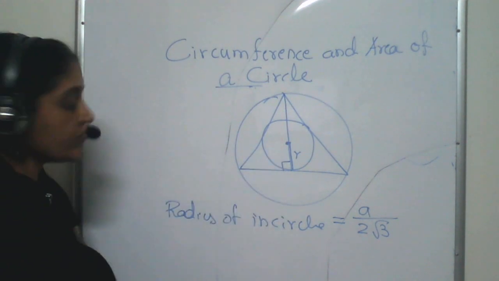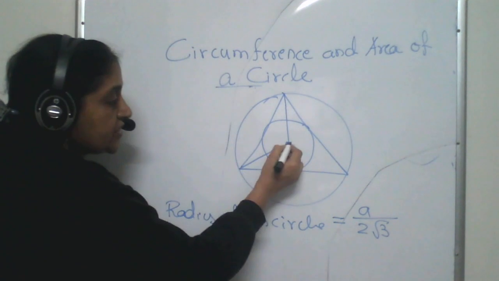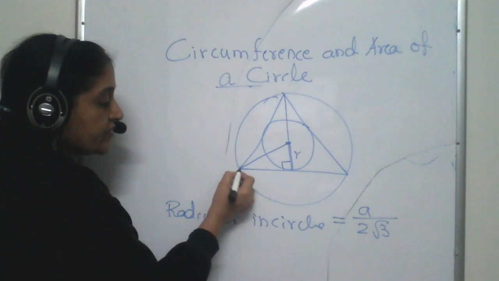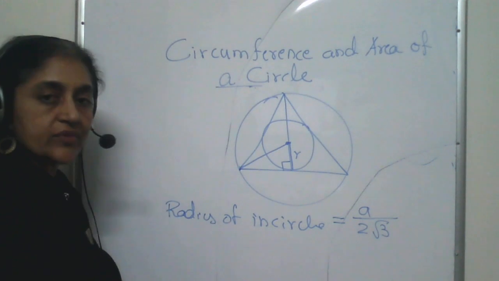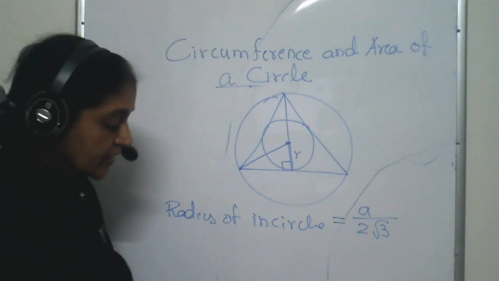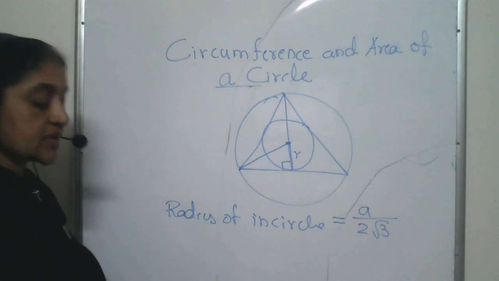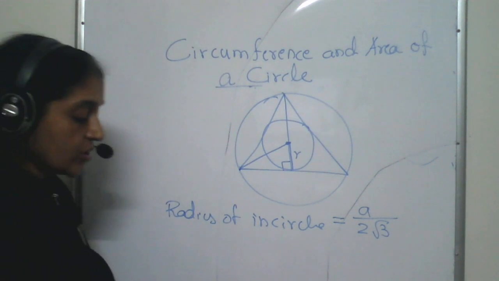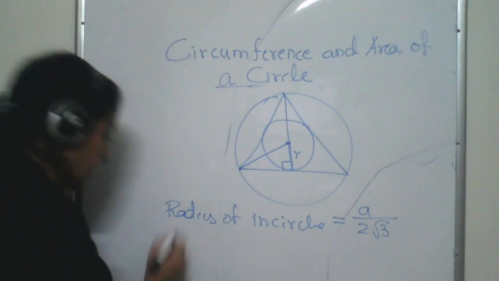Now the radius of the circumcircle is also there. If I join the center to the point where a vertex of the triangle is, that will become the radius of the outer circle, or say circumcircle. So the radius of the circumcircle is given by what? If you know, you should tell. That is a upon root 3.